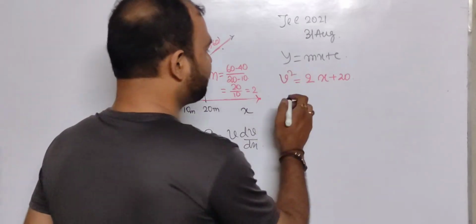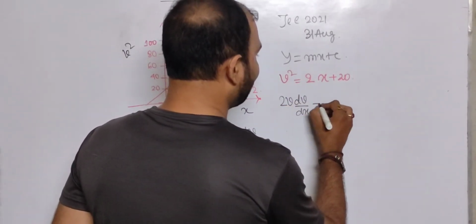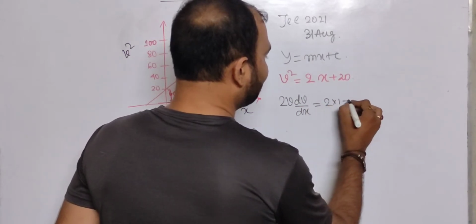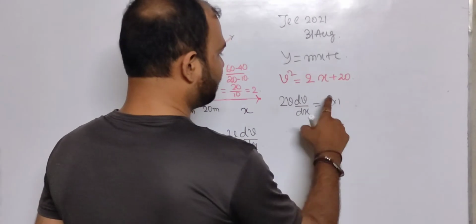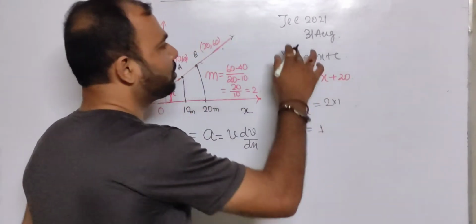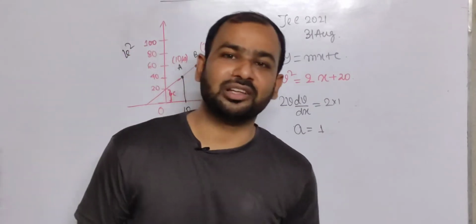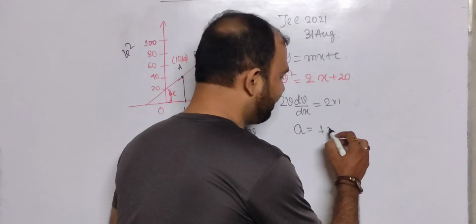So, differentiating v squared is 2v dv/dx. 2 into 1 plus 0. If we put 0, these two get cancelled out. So, acceleration equals 1. This question was asked in JEE Mains 2021, 31 August, and the answer is a equals 1 meter per second squared.